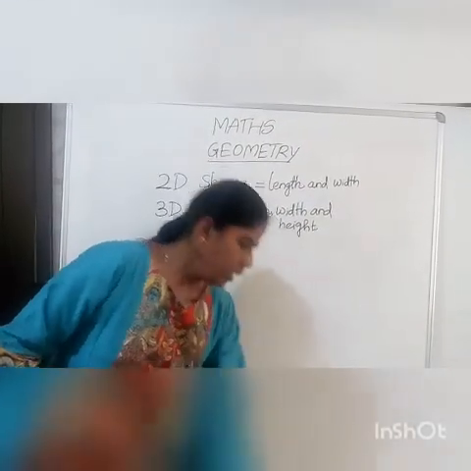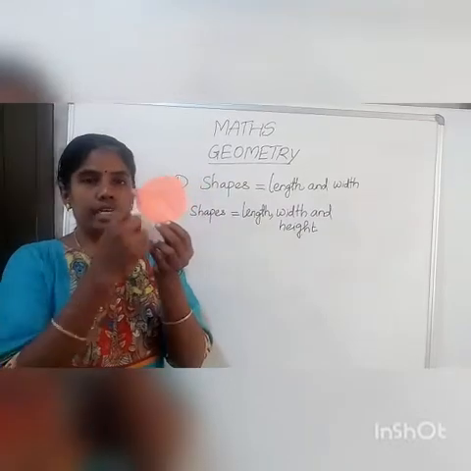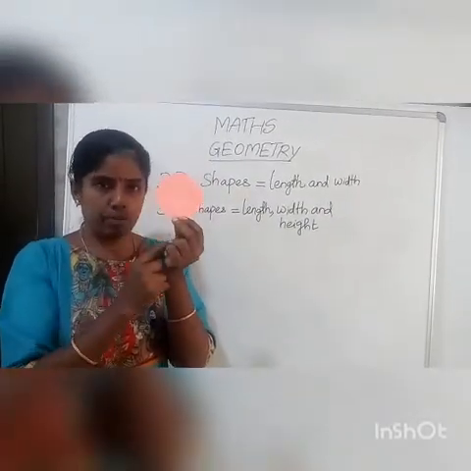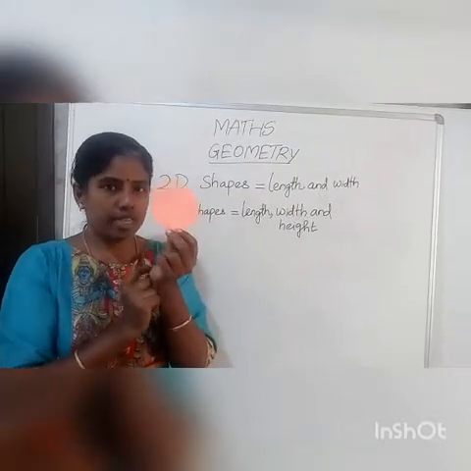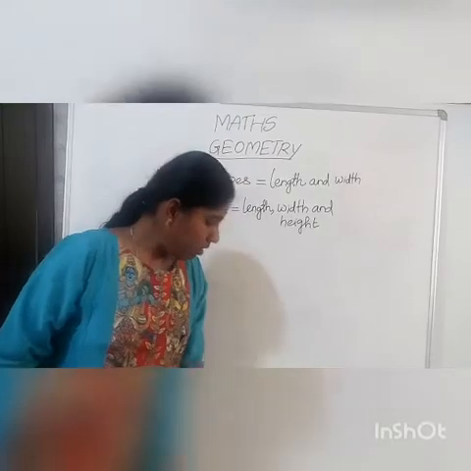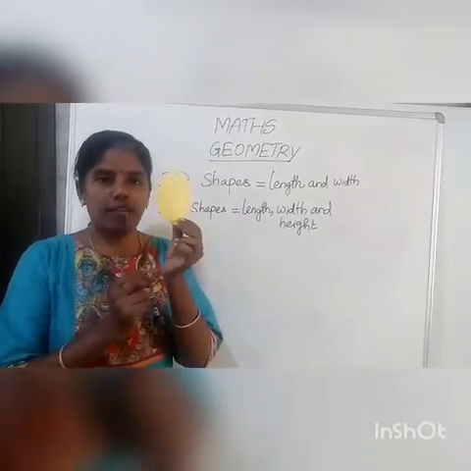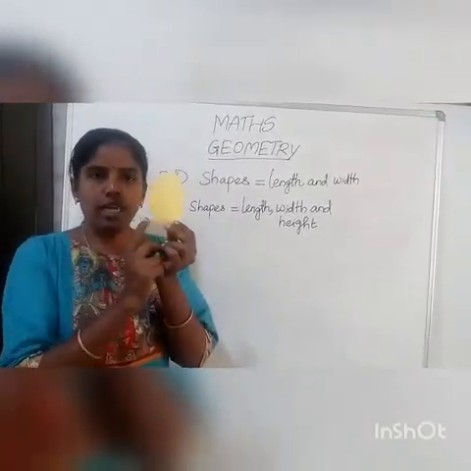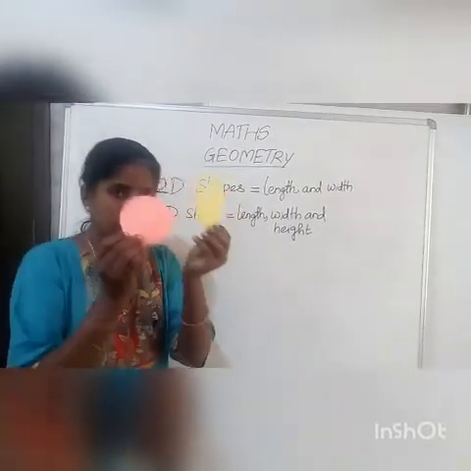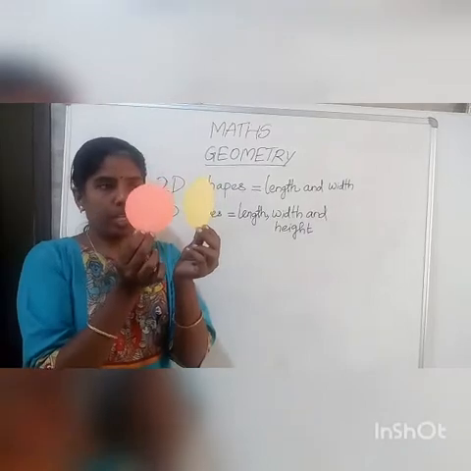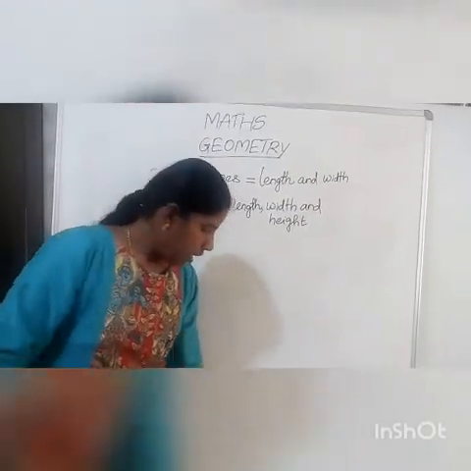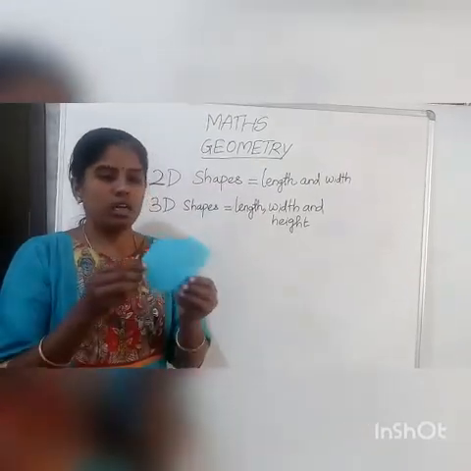The next one is the circle. Circle doesn't have any sides or corners. It has only one round shape, right? So it doesn't have any sides or corners. The next one was oval. Oval also doesn't have any side or corner. It is a little elongated compared to a circle. So if you compare this with a circle, this is round in shape and oval is a little elongated in shape.